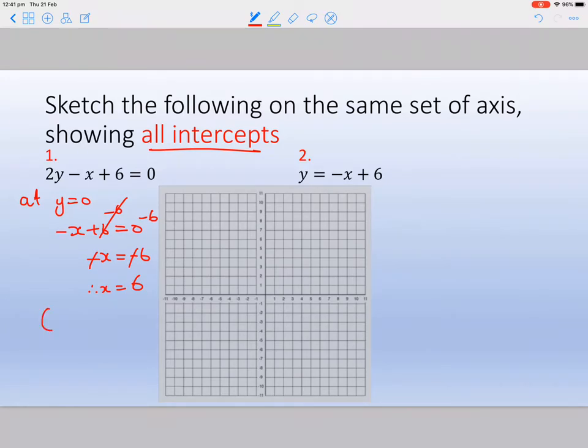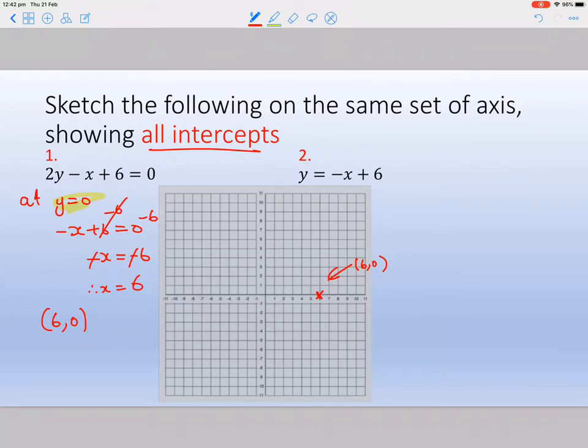So we have a point there. The x value is 6 and the y value is 0. So I can put that on our graph. So x is 6 and y is 0. That's right there. So that's the point (6, 0). Okay, so let's find the y-intercept.